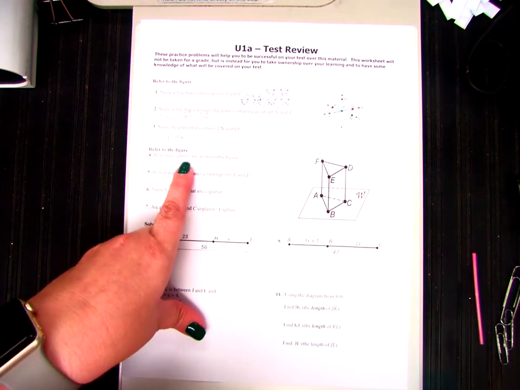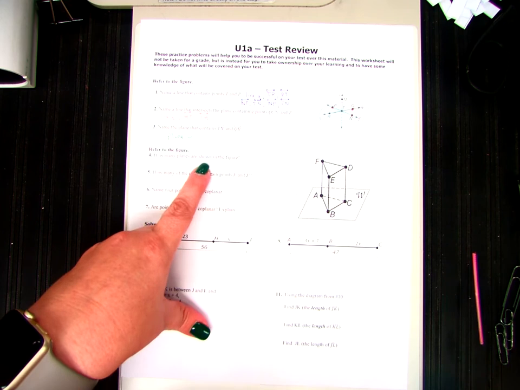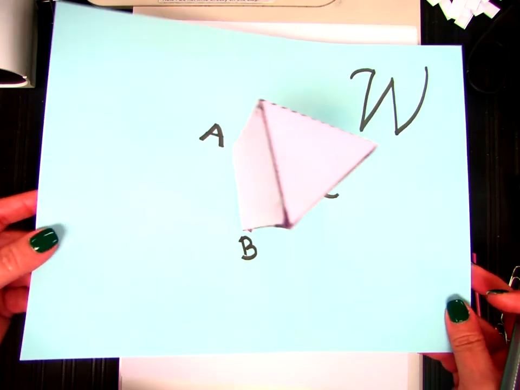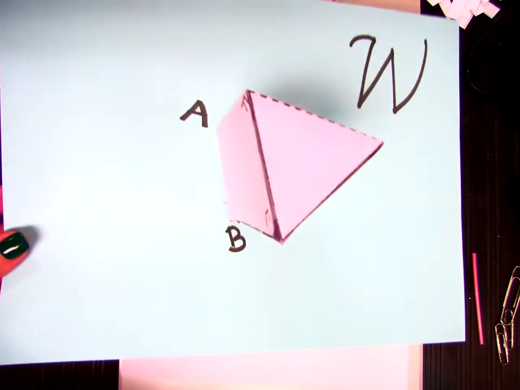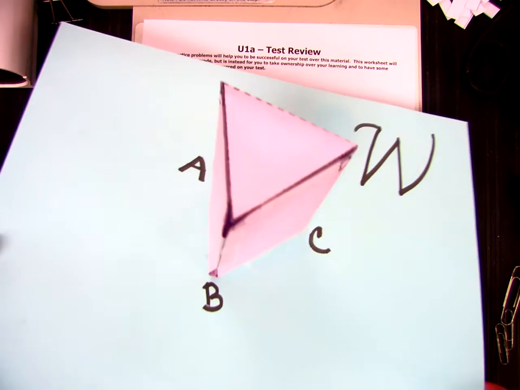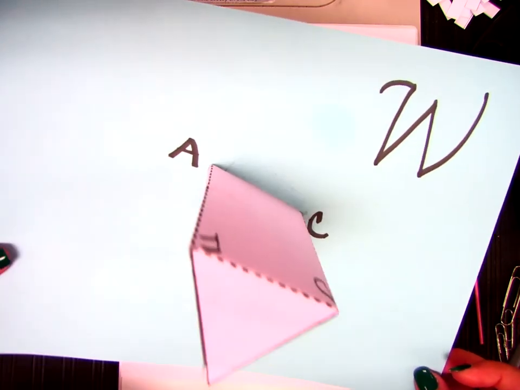I know it's really little on there now, but this first one says, how many planes are shown in the figure? Because planes can be invisible, so there's really an infinite number of planes here. But the number of planes that are shown in the figure, how many flat surfaces are there?